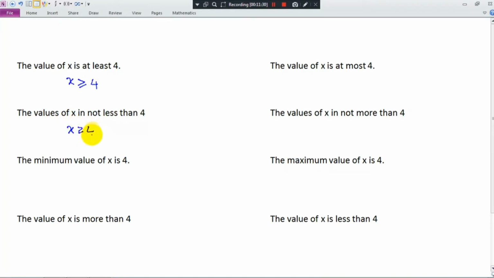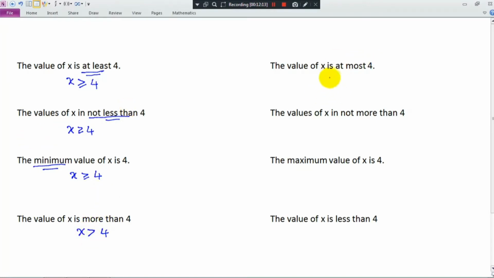Still same thing. How about this one? The minimum value of x is 4. Same thing, use the same inequality sign. For this one, more than 4. Equal to 4 cannot. So we need to use this symbol. So when you see at least, not less than, minimum, same thing. You use the same symbol. But be careful when more than. We cannot use greater than or equal to. This is the inequality symbol that we use.